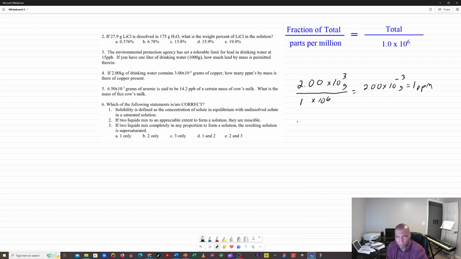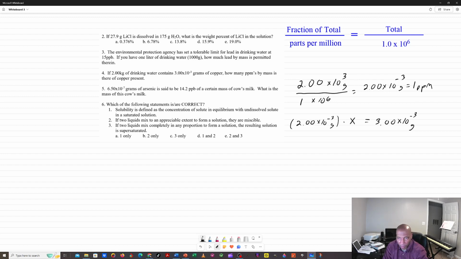Okay, so then I'm going to say 2.00 times 10 to the negative 3 grams, since this is 1 part per million, times some number x. So how many 1 parts per million does it take to equal 3.00 times 10 to the negative 3 grams? Okay, that's going to be my answer. Right, so all you got to do is solve for x.